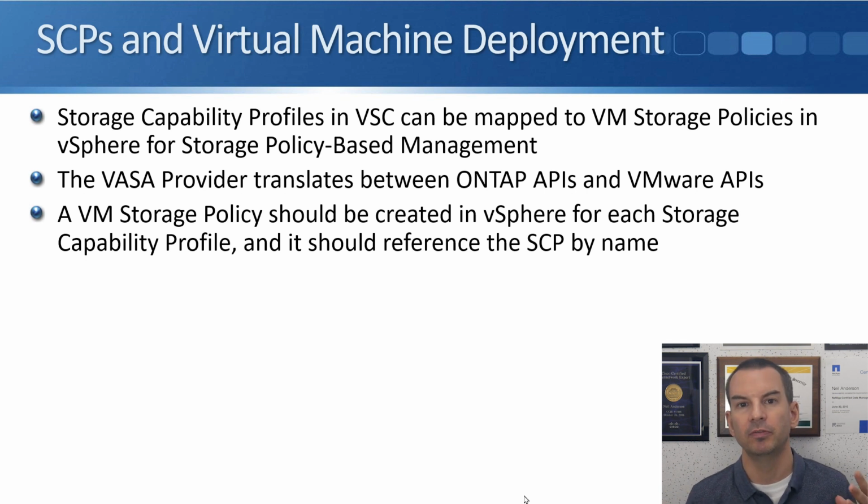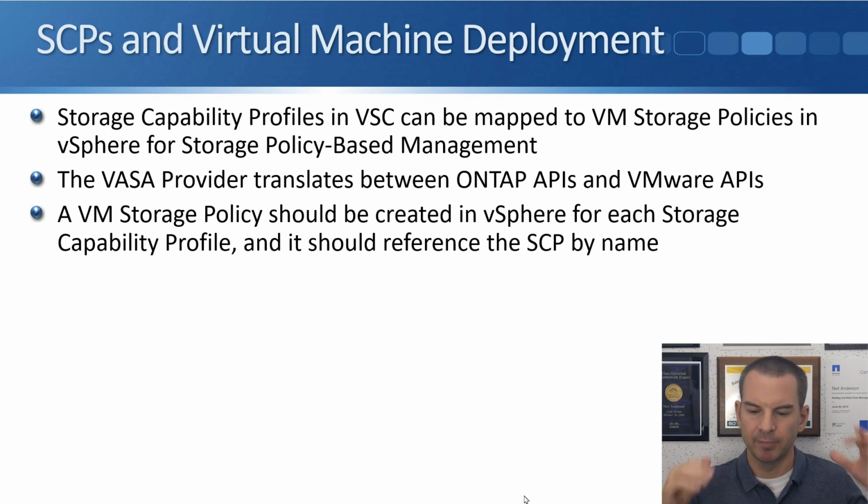And if you want to use the profile when you provision the virtual machine, you have another component, which is the VM storage policy. This is configured on a different page in the vSphere client than the storage capability profile is. So the storage capability profile is configured on the VSC plugin page. The VM storage policy is configured on the policies page in the vSphere client. The VASA provider translates between ONTAP APIs and VMware APIs. A VM storage policy should be created in vSphere for each storage capability profile, and it should reference the SCP by name.